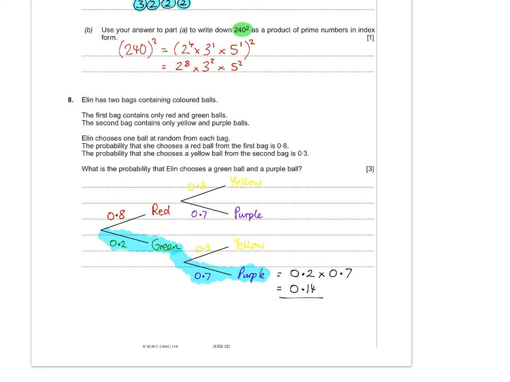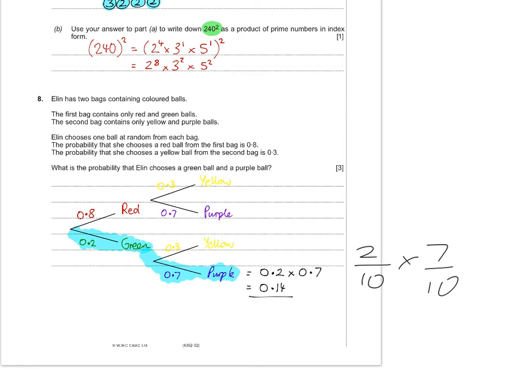Okay? If you want to, you can think of it as fractions. It's like 2 over 10 times by 7 over 10, which would be equal to 14 over 100. And then 14 divided by 100 is again 0.14. Okay? So a couple of different ways to work that one out.